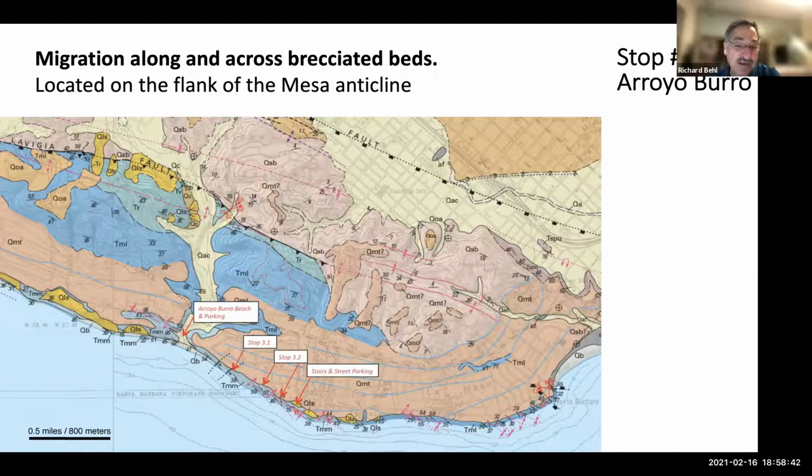And what's really awesome about this walk, and very often we go down at the stairs and go out and come back because parking is often easier than going to Arroyo Burro, or sometimes in large groups we'll come in a bus, we'll get dropped off here and the bus will meet us and we'll do a one-way walk to Arroyo Burro. And what's really nice about this is that this exposure is an oblique exposure through the flank of the Mesa anticline.